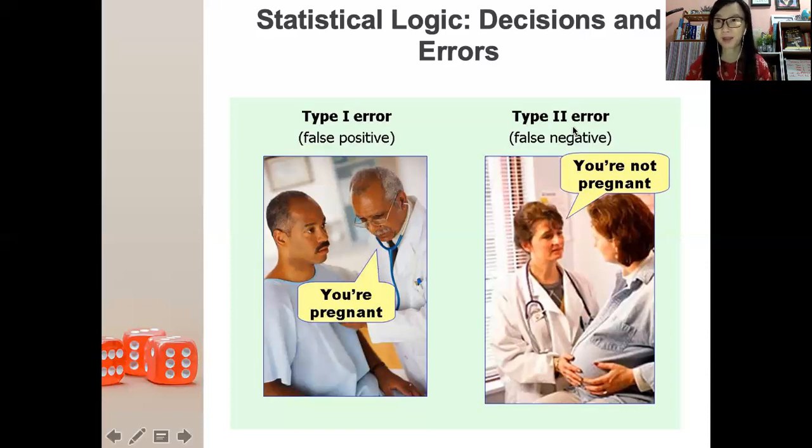The type 2 error, or the false negative, is the contrary. Actually, you have to reject your null hypothesis, but you accept it. So the null hypothesis is the lady is not pregnant, and the alternative hypothesis is the lady is pregnant. But because of the error in the statistical procedure, the result shows that you should accept the null hypothesis while you shouldn't.